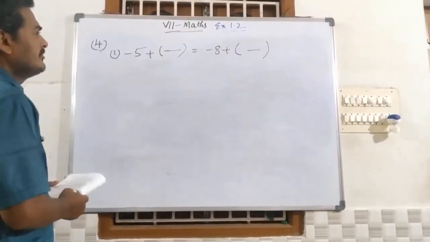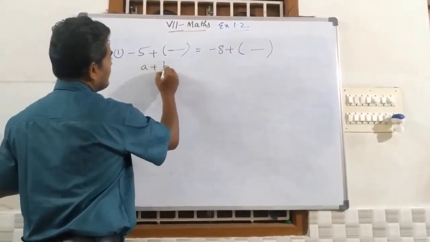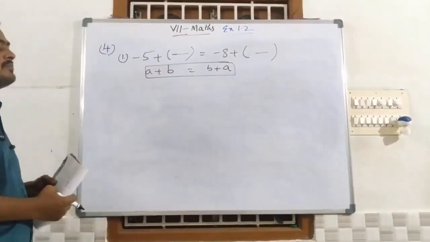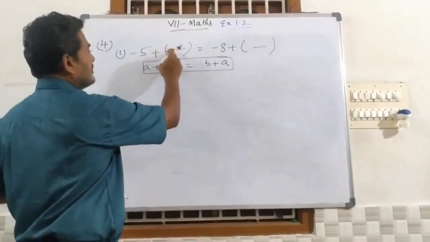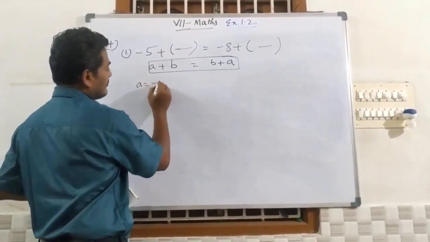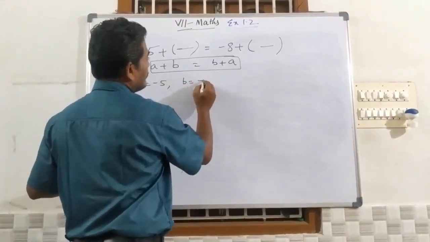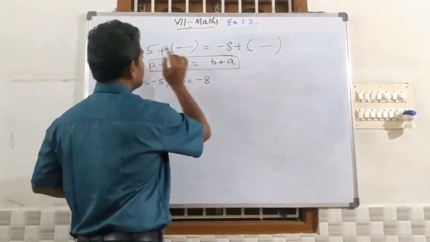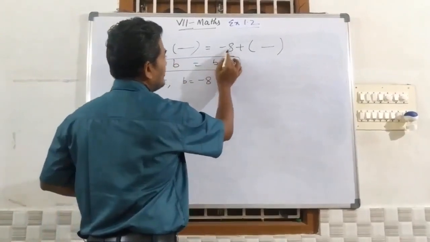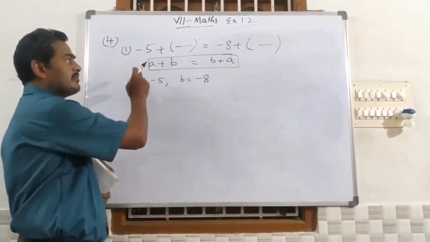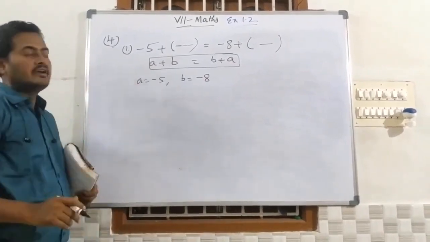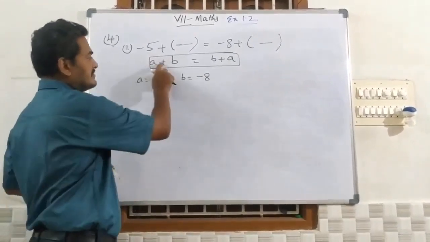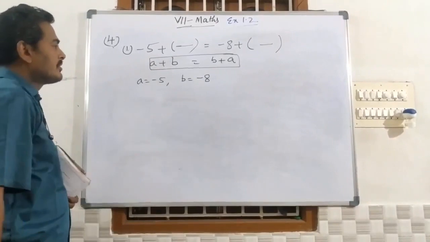So here, if we observe, this rule means A plus B equals B plus A. Here A equals minus 5 and B equals minus 8. That means what property is it? Already we discussed this property. It is the commutative property under addition. Here simple plus is there.